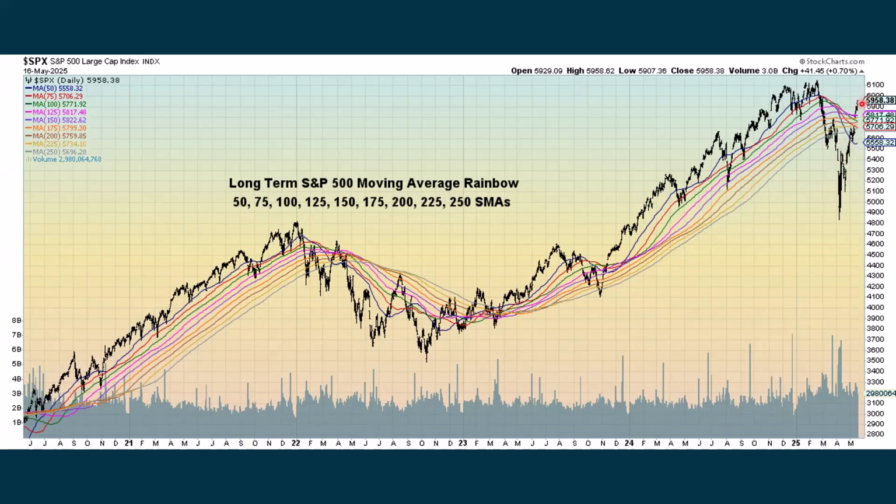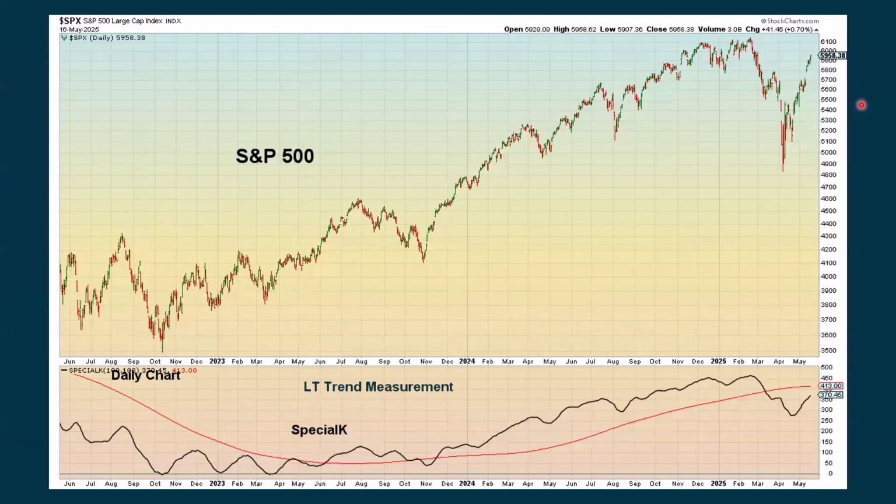Now we're back above the rainbow, and this is improving the long-term trend. This is a chart that I mention in every daily video, but I only show it in this video. It's a special K. It's a long-term oscillator. And I don't show this chart because we don't get very many signals. We might get one or two a year.